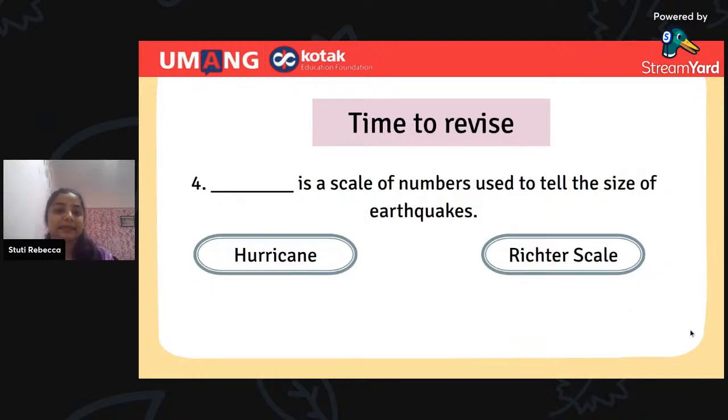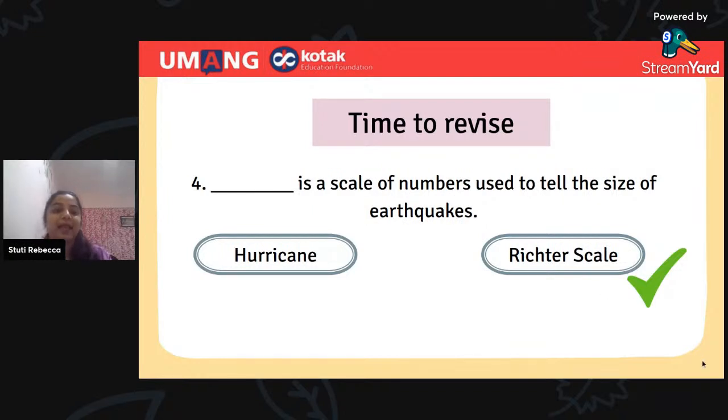The next one is this: dash is a scale of numbers used to tell the size of earthquakes. Come on, this is very easy. Hurricane or Richter scale. Dash is a scale of numbers used to tell the size of earthquakes. Tell me quickly, take your time, take 5 seconds, analyze the question and answer. Quickly, everyone. Perfect. Yes, the correct answer is Richter scale. Now, quickly read it along with me. Richter scale is a scale of numbers used to tell the size of earthquakes.